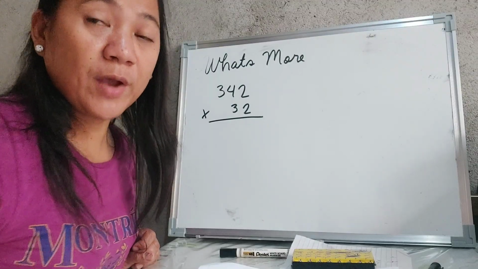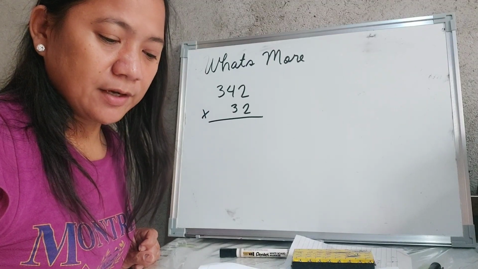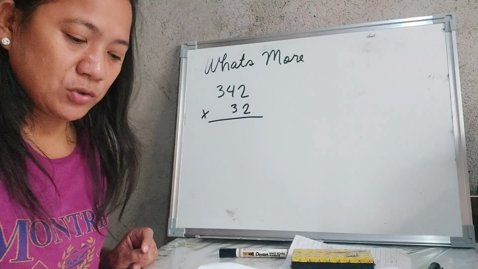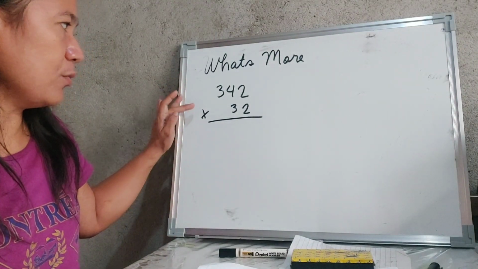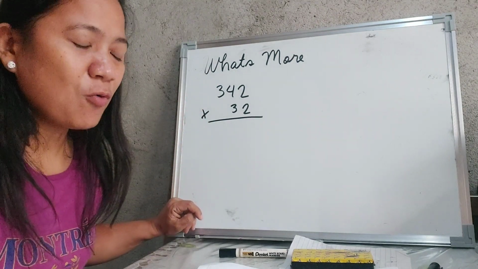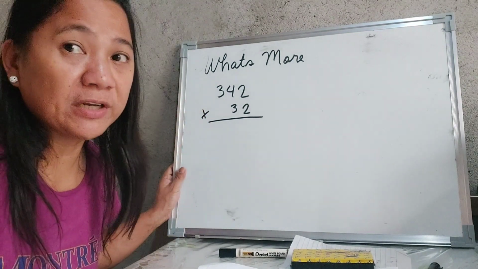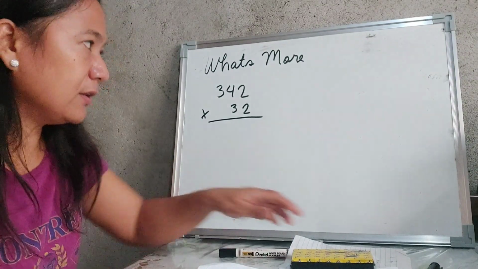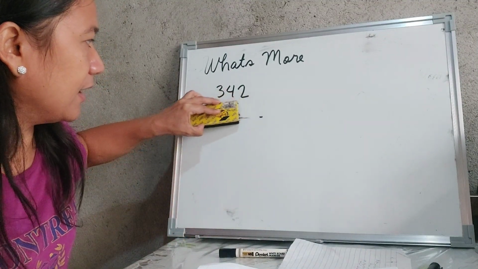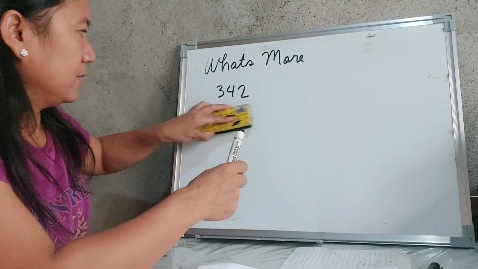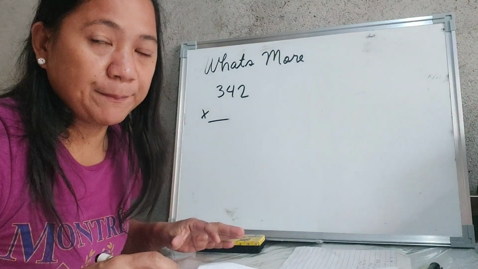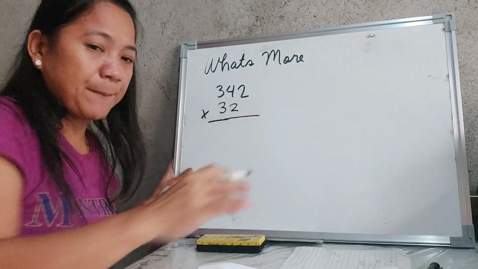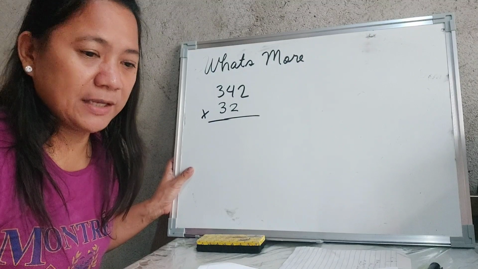I think we are all ready to answer the activity 1 on the watch more of our module. So we have 342 multiplied by 32. So kung mapapansin po ninyo, parang meron tayong typographical error. So if we will follow the rules using the short method, dapat ang 32 hindi siya nakalagay diyan. So, I think it is a typographical error. So, dapat ang 32 naka-align siya dito since pinapasolve siya using the short method.